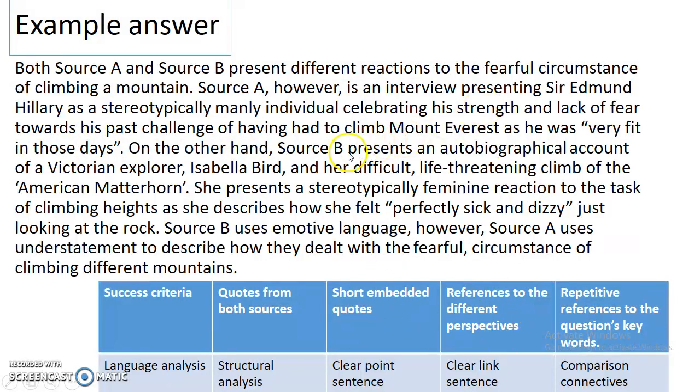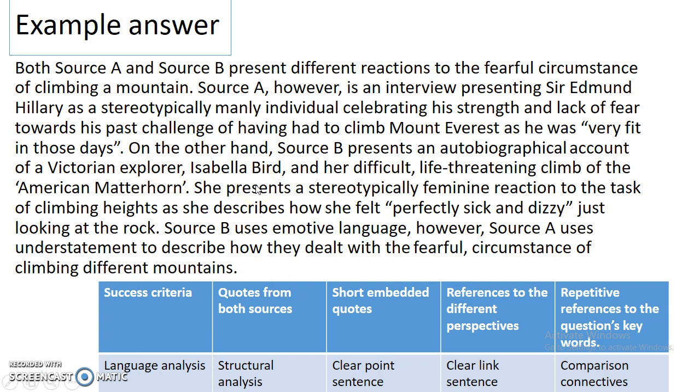Source A says this, however, source B says that. Repetitive reference to the essay question, yes, we have a repetitive reference to fearful circumstances. Structural analysis, clear point sentence, clear link sentence, and comparison connectives. Yep, however, on the other hand, so it seems to be pretty good. A solid kind of acceptable answer.